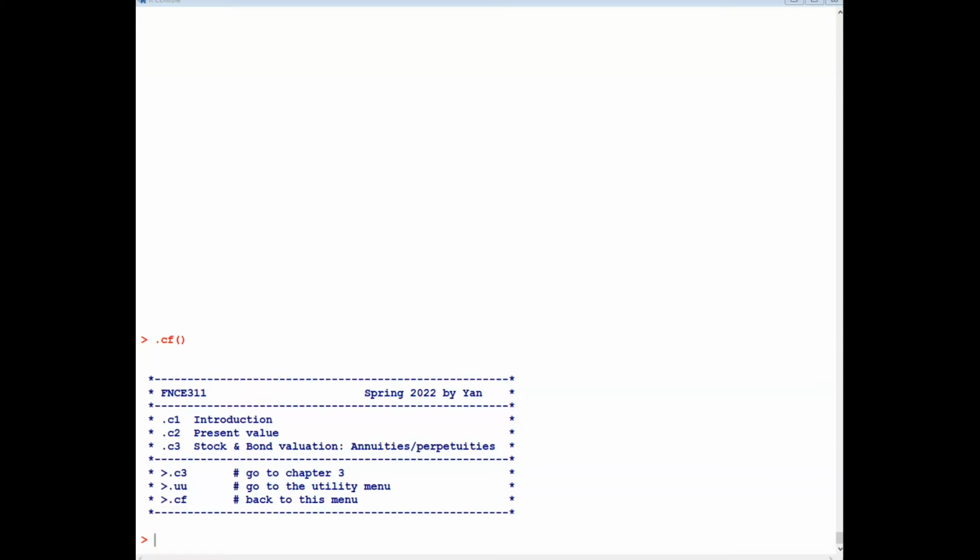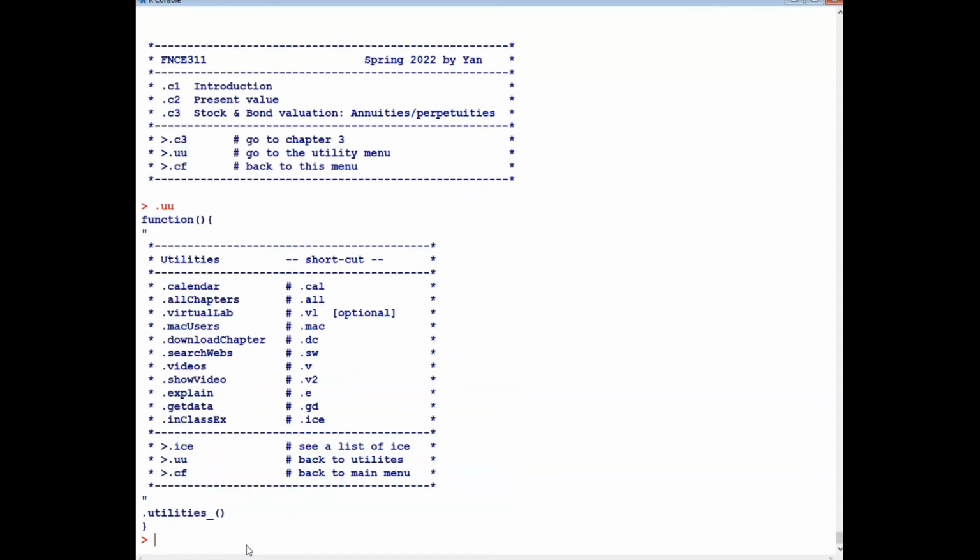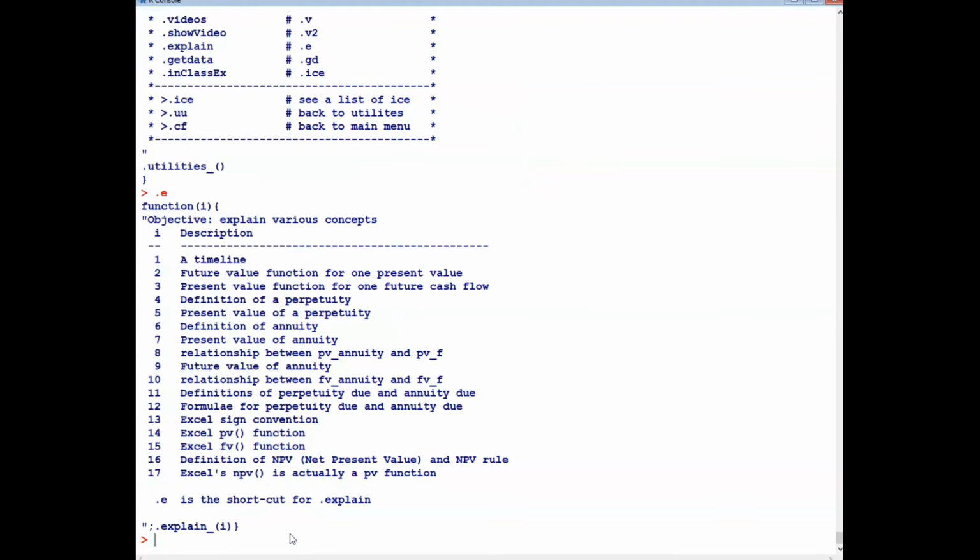Topic number 1, definition of perpetuity. Simply type .uu. I have generated a utility function called explain, with a shortcut .e. The shortcut is .e. And currently there are 17 explanations.